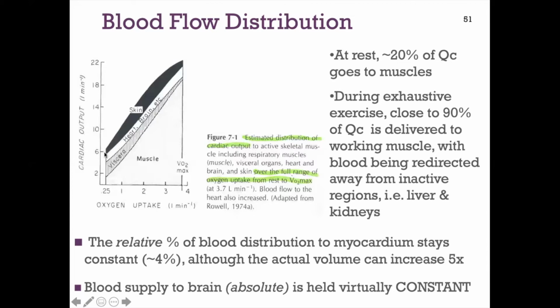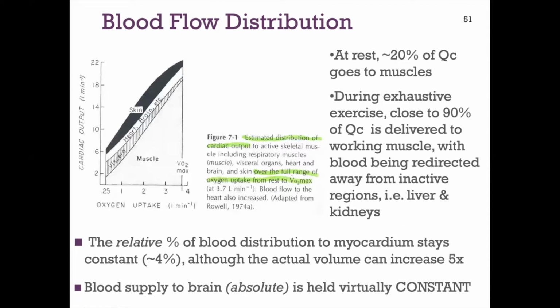The skin receives relatively little at rest. However, when we start exercising, in order to deal with the increase in temperature in our body, we will actually vasodilate the arterioles within our skin to release more heat to the outside environment instead of keeping it in. But then as we get up to max exercise, we stop this because we just need to redirect more blood flow to the muscles and to the respiratory system as well.